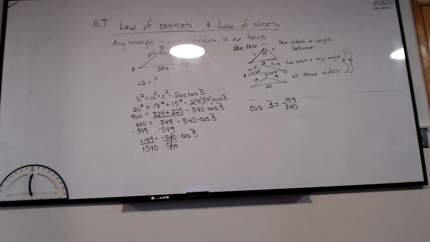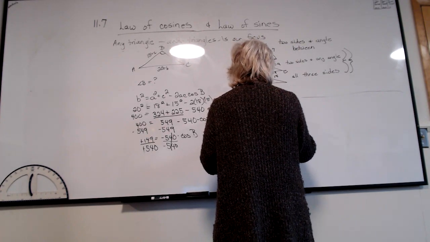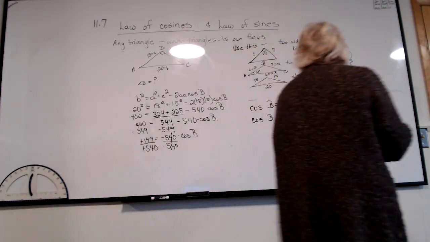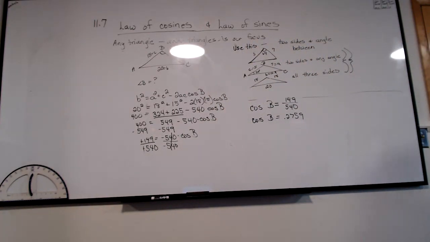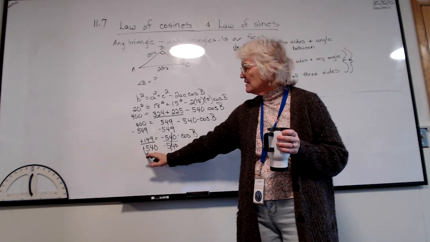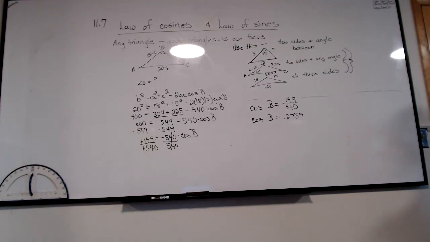So it's 0.2759. Okay, so cosine B is equal to 0.2759. It keeps going. That's just 149 divided by 540. Now how are you going to put it in there, Jake? How did those become a positive number? Because a negative divided by a negative is a positive. Yes.